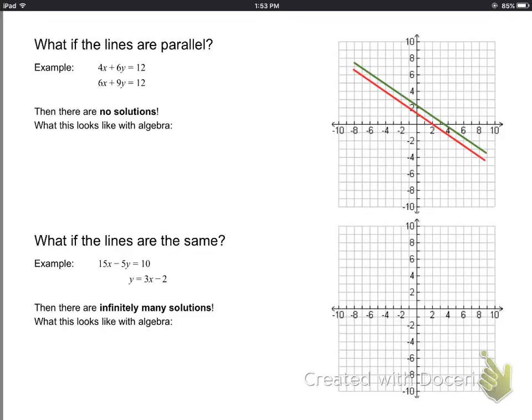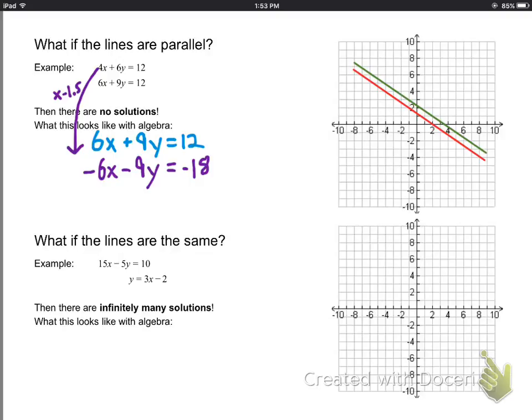You want to make sure they're exactly parallel, but here's what it looks like if you start messing with the algebra and trying to solve it, say, by elimination. So I'm going to first write down the bottom equation. We're going to multiply the top equation by -1.5. What that is going to do is going to allow us to eliminate the x variable.